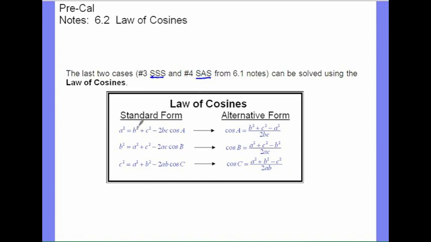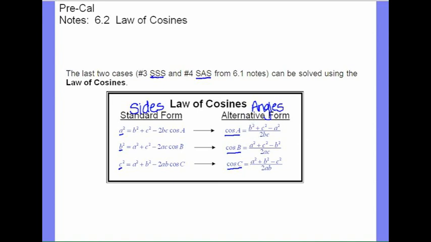We will use these two sets of formulas. The standard form is when you're looking for a side or sides, because you have a squared equals or b squared equals or c squared equals. So right here you're looking for a side, a, b, or c, and the alternate form is when you're looking for an angle or angles, because you're looking for cosine of capital A, capital B, or capital C. So on your formula sheet or on your notes here, just keep in mind that you're going to use these formulas if you're looking for a side or sides, or you're going to use these formulas if you're looking for an angle or angles.